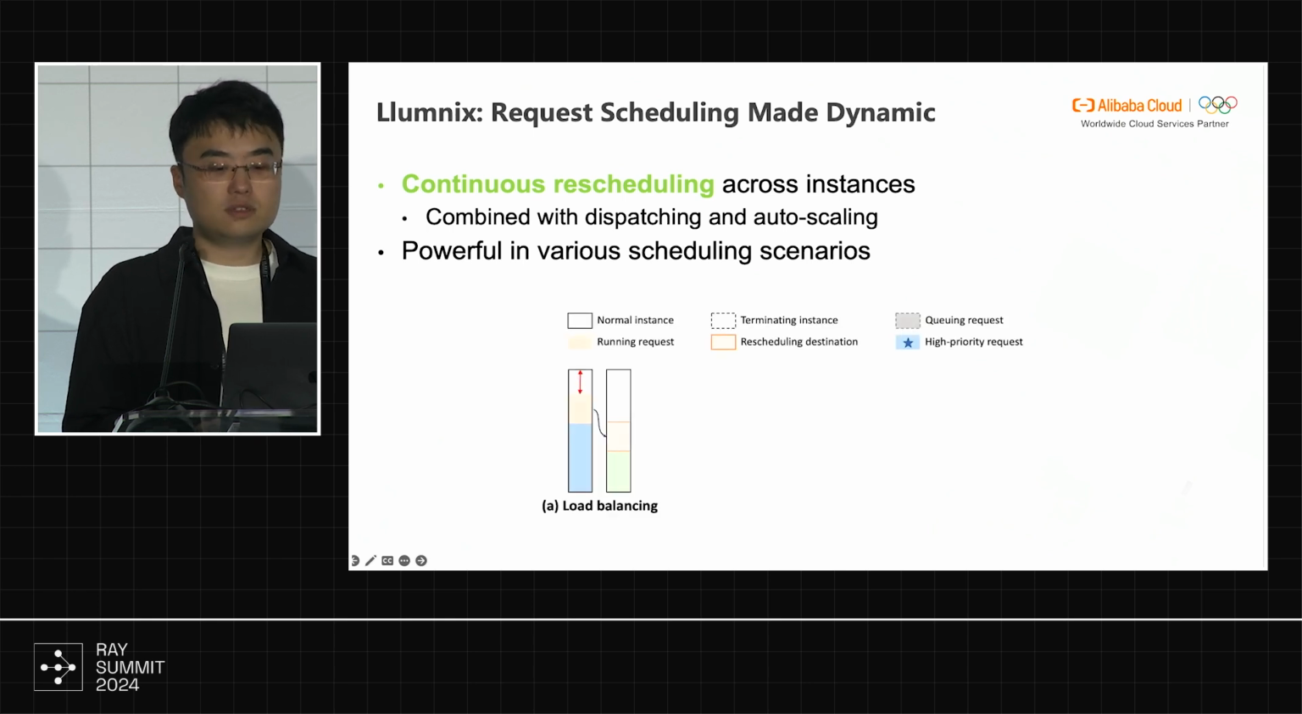The first is rescheduling for continuous load balancing to reduce preemptions and interference, which is complementary to the dispatch time load balancing.